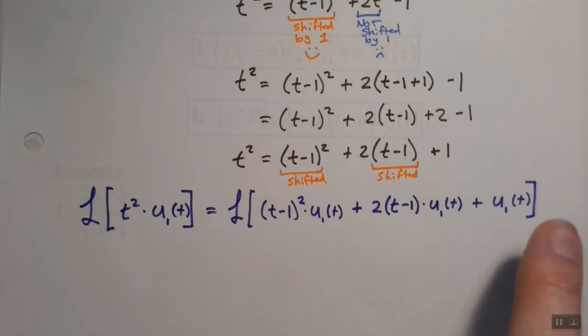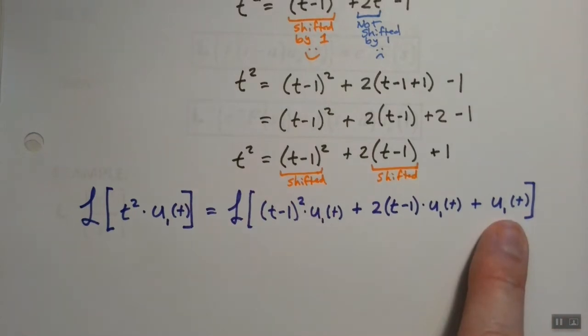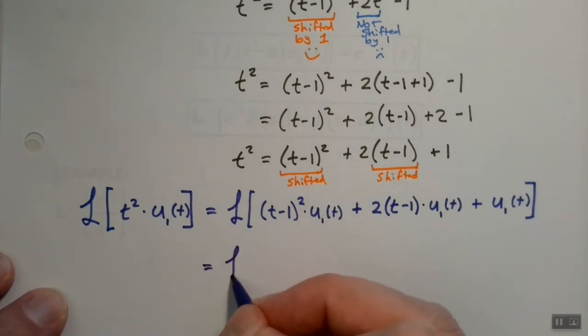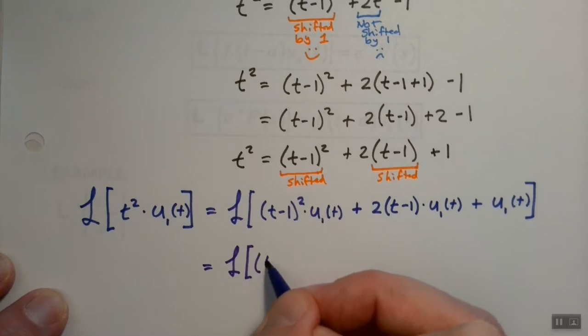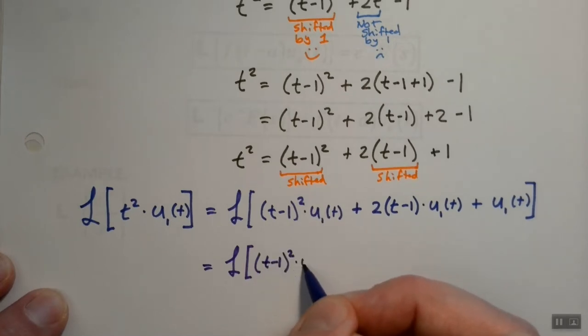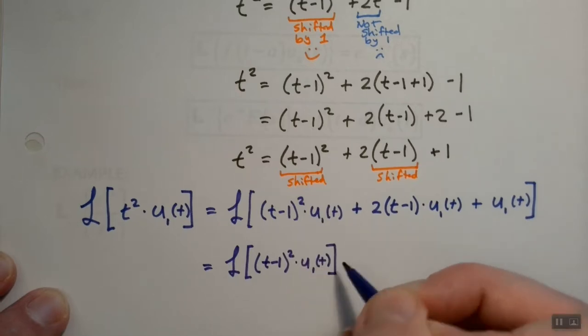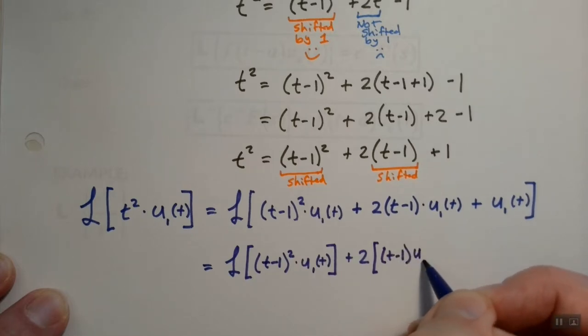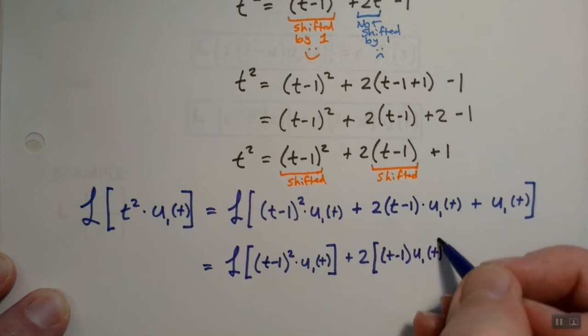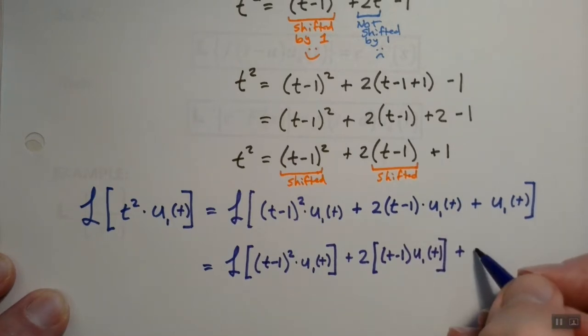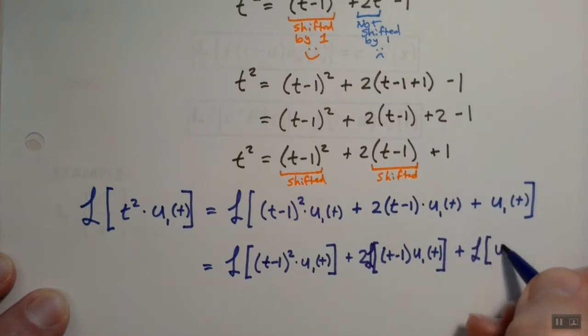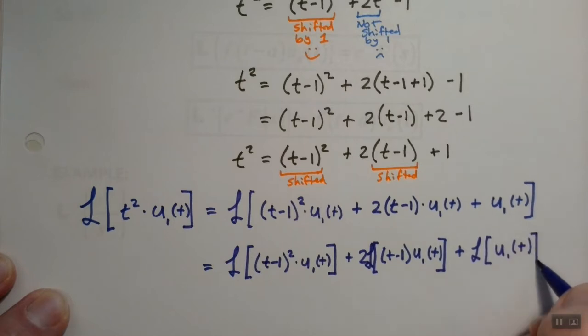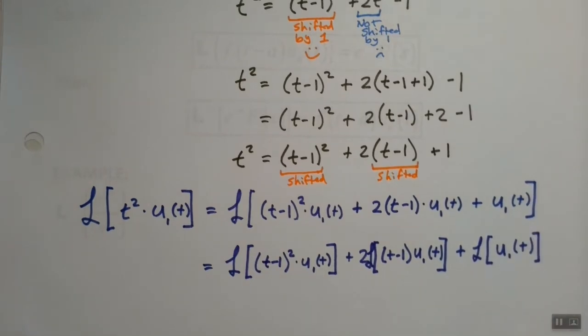say that 3 times fast, and then the last one right here is just a Heaviside function that I can figure out what's going on. So this really is the same thing as the Laplace transform of this first one, which is a shifted switch, plus 2 times this one, which is also a shifted switch, plus the last one, which is the Laplace transform of the Heaviside function, which switches at t equals 1.